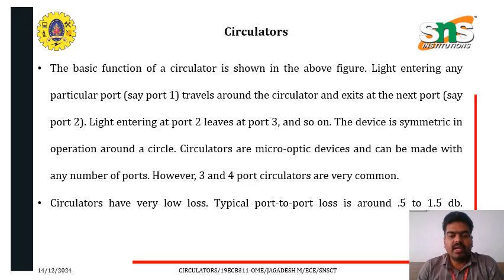Circulators or micro-optic devices can be made with any number of ports. However, three-port and four-port circulators are very common. They have very low loss, and the port loss is around 0.5 to 1.5 dB.